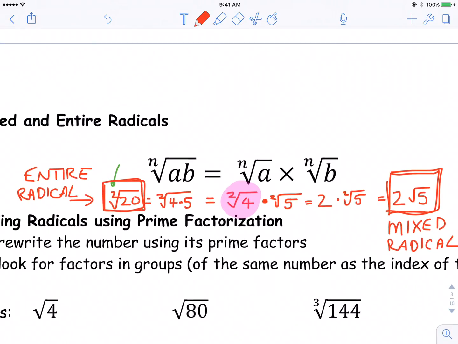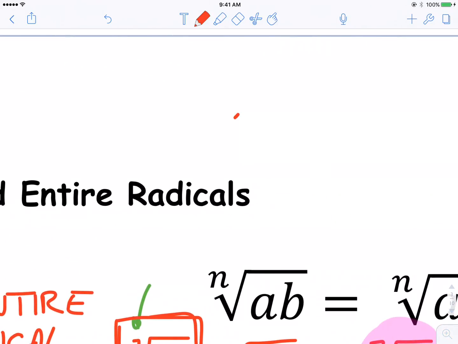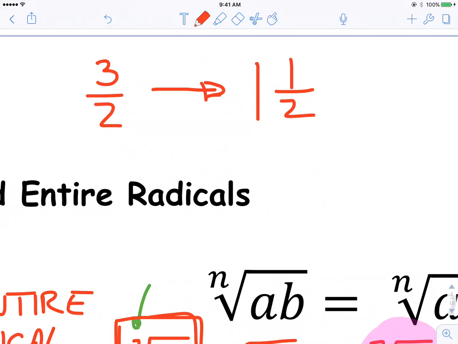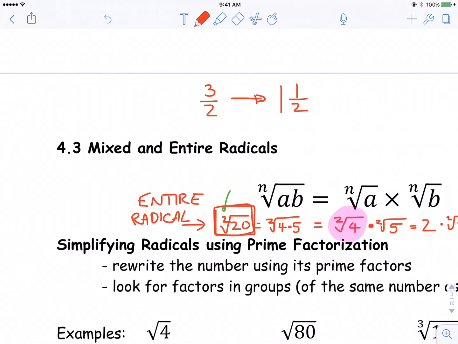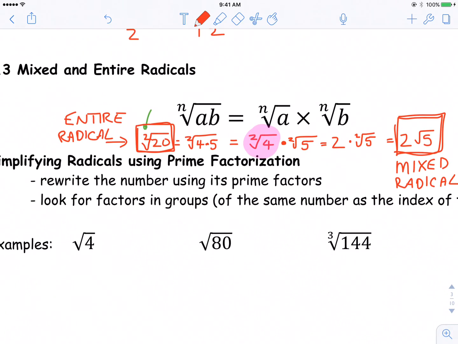This is similar to thinking about fractions, in which when we had the fraction 3 over 2, that's called an improper fraction, and we could also change this to a mixed number, 1 and 1/2. So mixed number and improper fraction is similar to entire radical and mixed radical. So we use this rule, the nth power of a times b is equal to the nth power of a times the nth power of b, to simplify radicals.